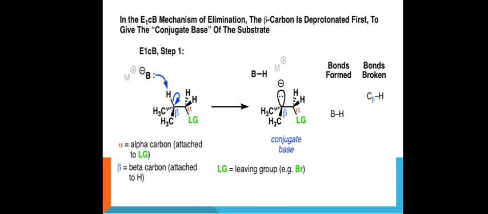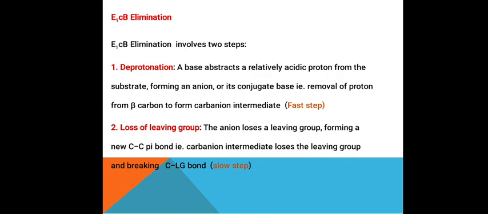In the first step, the base attacks the proton, and a carbanion is formed. That is, the carbon atom at beta position becomes negatively charged. BH is removed; the bond formed is BH, and the bond broken is between the beta carbon and the hydrogen. This is called the conjugate base. That is why the name elimination unimolecular conjugate base. The first step is deprotonation. That is, a base abstracts a relatively acidic proton from the substrate, forming an anion or its conjugate base, that is, removal of proton from beta carbon to form a carbanion intermediate.